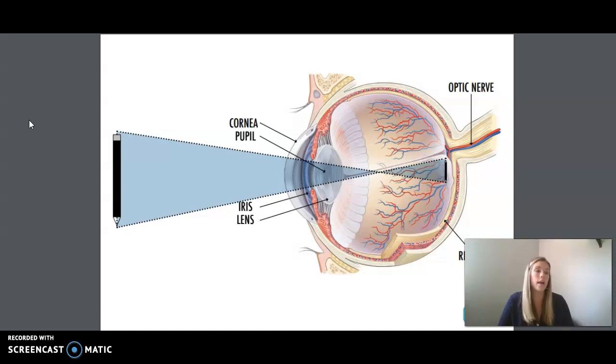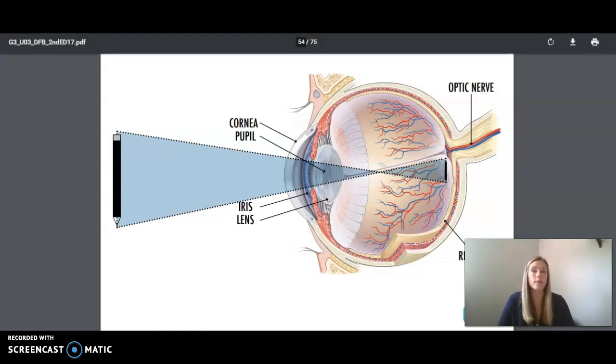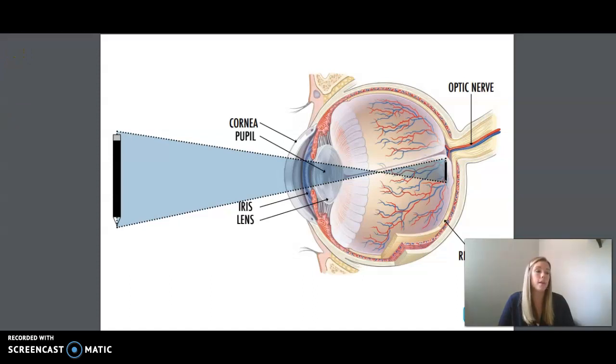Imagine that you are looking at a house. The sun shines down on the house. Light from the sun bounces off the house and travels to your eyes. Light rays bend toward each other as they pass through the cornea, the transparent tissue that covers the iris. This bending is the first step in focusing the light.